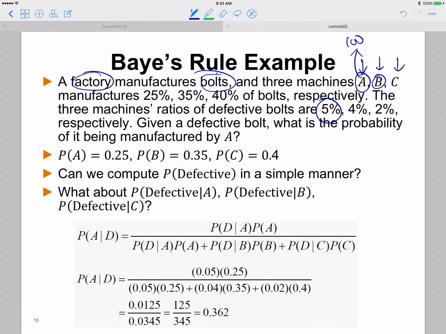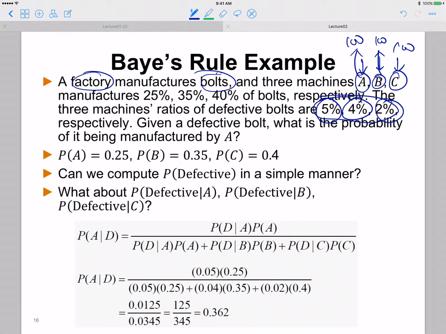And then this machine gets a little bit better, and if it generated 100 bolts, then 4 of them will be defective, and 2 of them will be defective from those items manufactured by machine C. Okay, so these correspond to these probabilities.